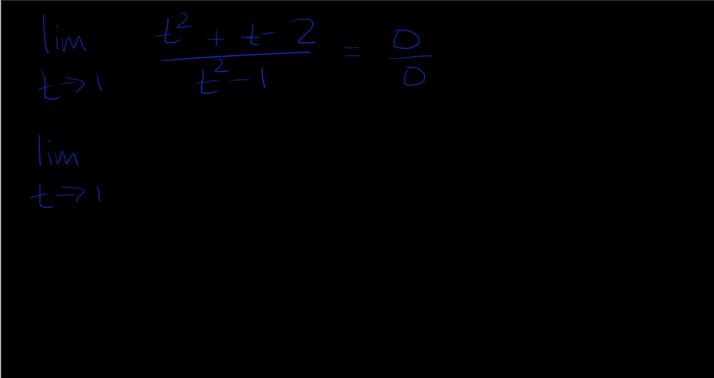Next, we have the limit as t approaches 1 of (t squared plus t minus 2) over (t squared minus 1). I plug in t as 1, I get, again, 0 over 0. So now I have to not only factor the top, but I also have to factor the bottom. So I'm going to have the limit as t approaches 1. T squared plus t minus 2, that's just (t plus 2)(t minus 1). And then the bottom will be (t plus 1)(t minus 1).